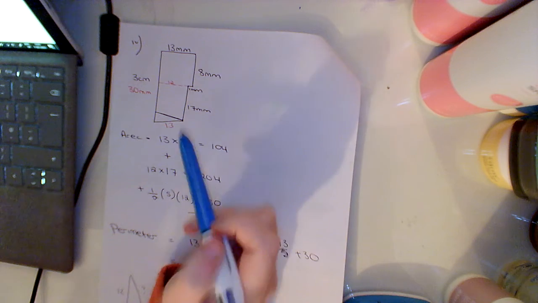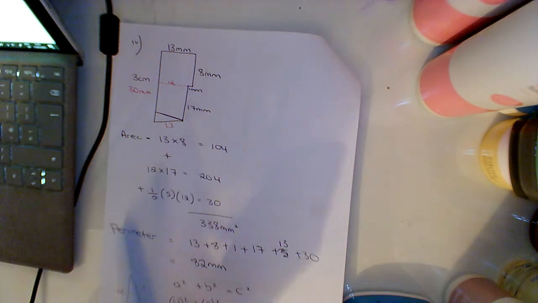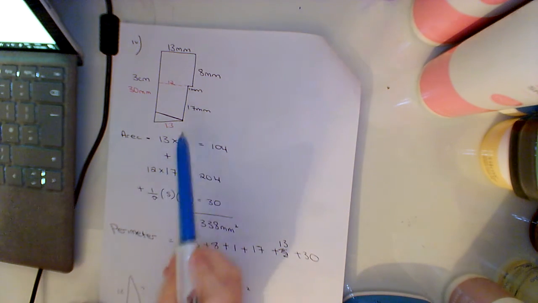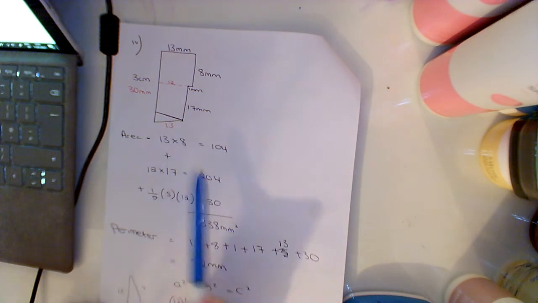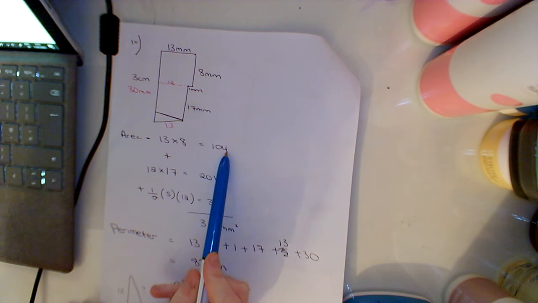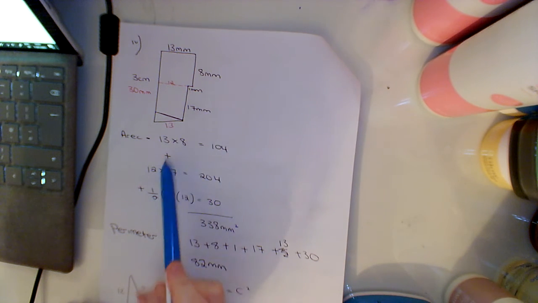Now I have part 4, so this here is 13, this is 8, 1 millimeter, and so on. I broke it up into 3 separate shapes this time. My area up here, this rectangle, is 13 by 8, and that's 104 millimeters squared.